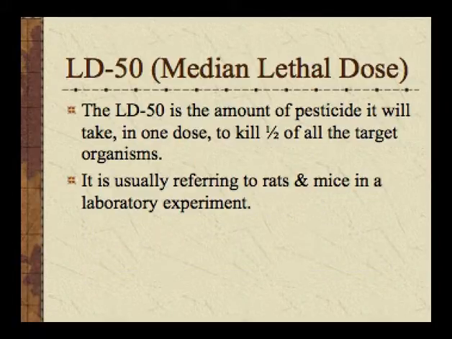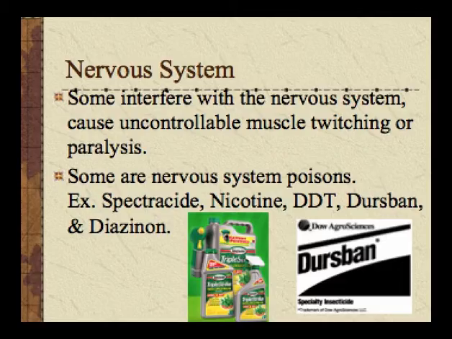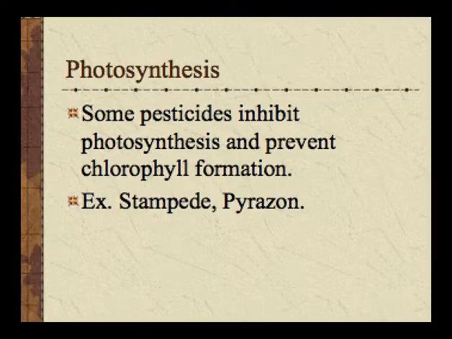Well, how do they work? We'll talk about LD50 a little bit later on, but when we look at the nervous system, some interfere with the nervous system, for example DDT, causing muscle twitching or paralysis. Some prevent photosynthesis from happening. For example, it prevents the chlorophyll formation.